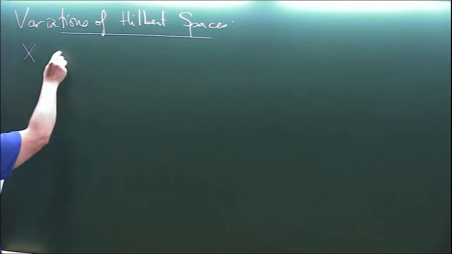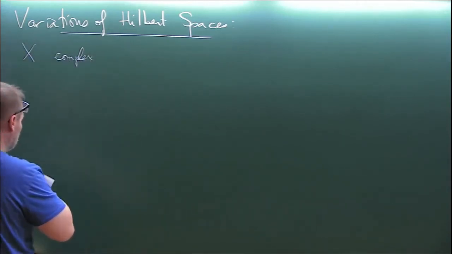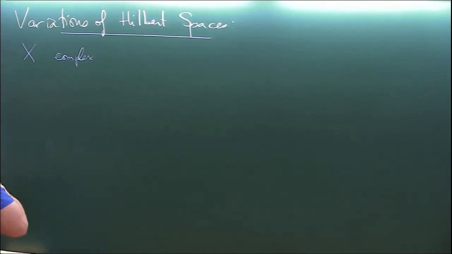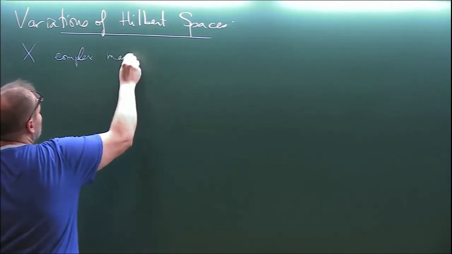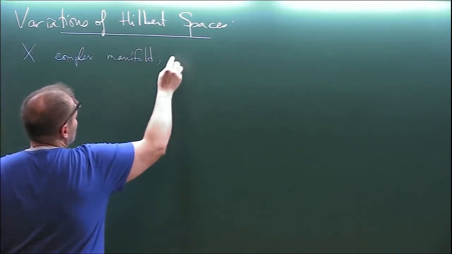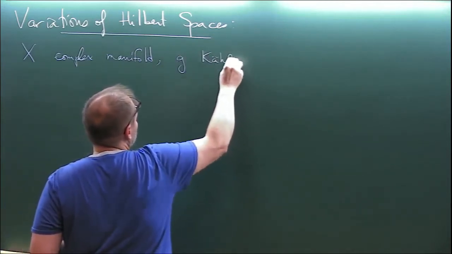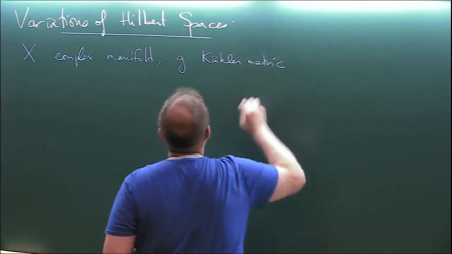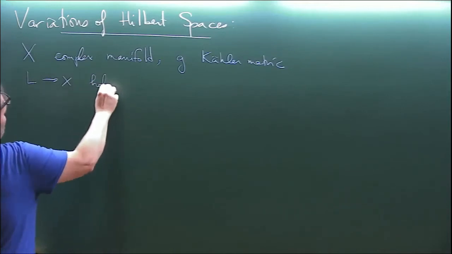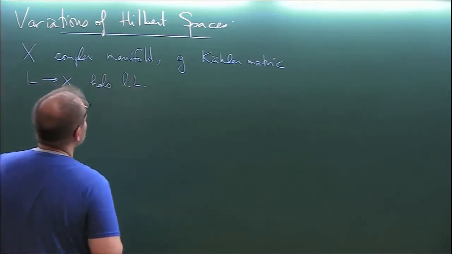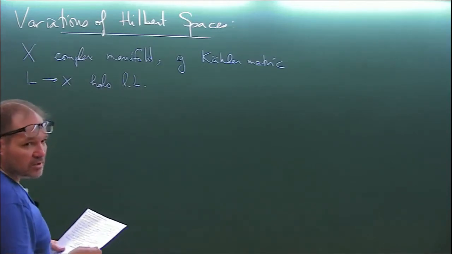Okay, so X will be some complex manifold. It'll be Kähler, so let's say g is a Kähler metric. And L will be a holomorphic line bundle. So we're going to stick with using line bundles in this setting. You can also use vector bundles, but it's more complicated and it's not developed yet.